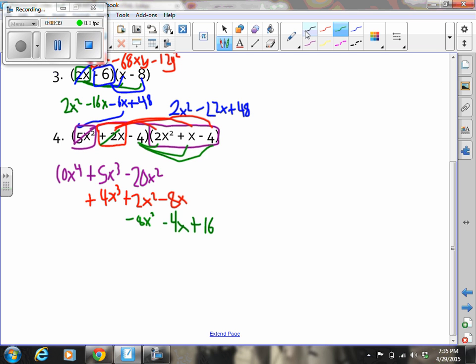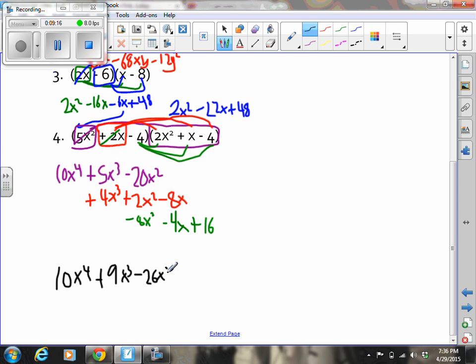So now I've got my like terms lined up together. 10x to the 4th didn't have any other buddies, so we'll bring him down. 5x to the 3rd and 4x to the 3rd makes 9x to the 3rd. Negative 20x squared plus 2x squared minus 8x squared. Well, negative 20 plus 2 makes negative 18, and negative 18 and negative 8 makes negative 26x squared.